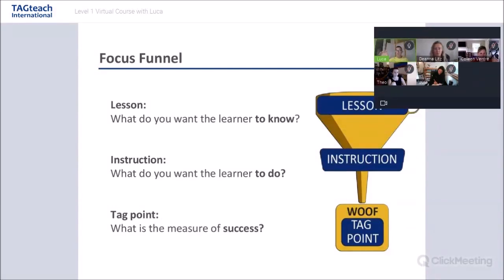The lesson, again, is something that you may or may not want to share with the students. But I think that the lesson is the most relevant part for the learner, because we have to make up our mind and decide what we have to do next, right? And then we have to find a way to narrow this information through the instruction to the tag point.